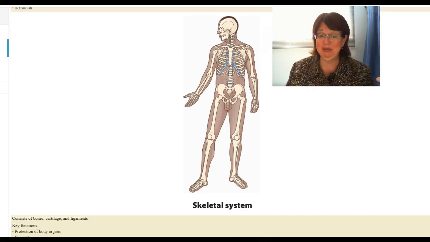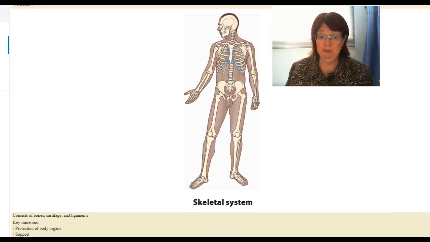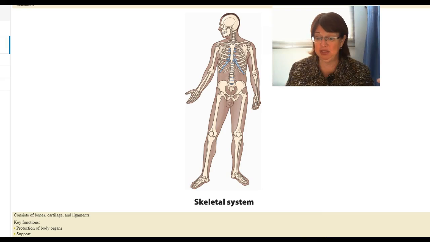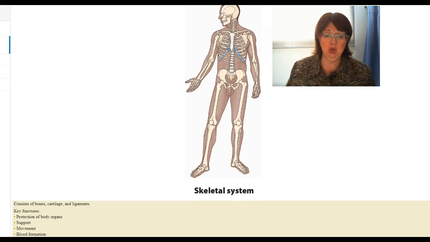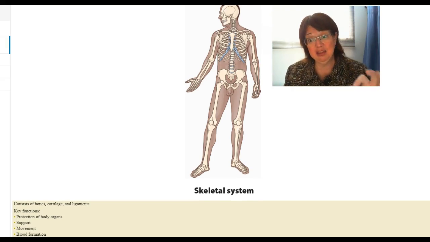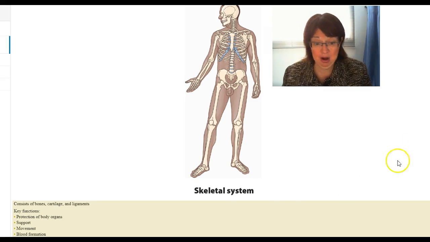Your skeletal system is your bones, your cartilage, your ligaments, and the main function there is to protect and support. Also to act as leverage, so for movement. And another thing you may not think about with the bones is blood formation. Your blood cells come from your bone marrow.